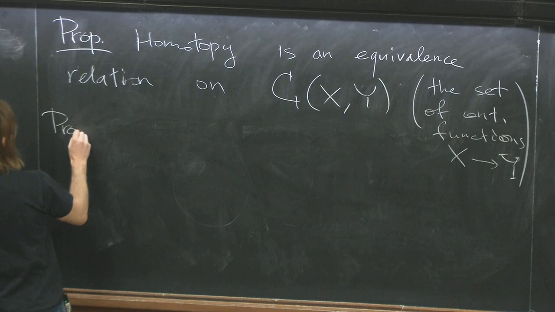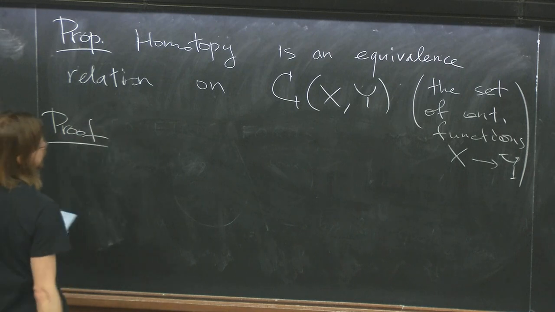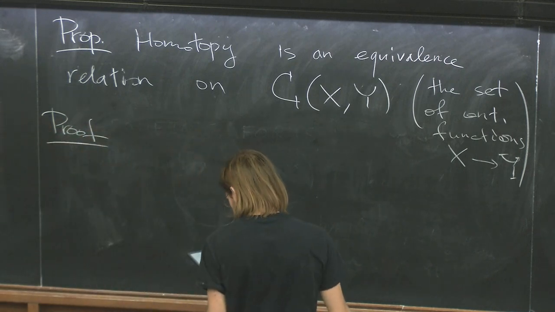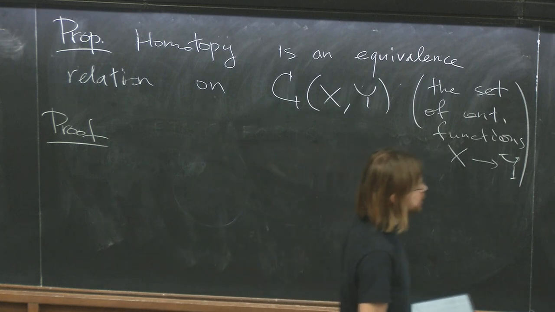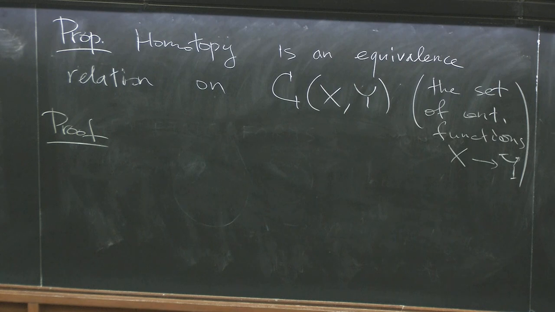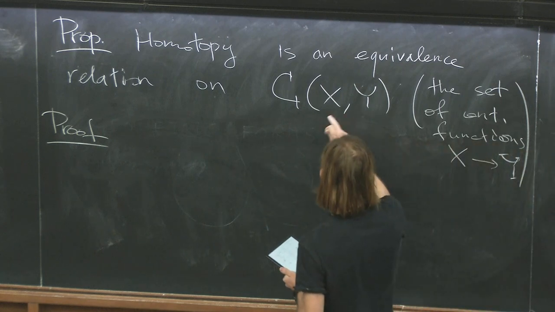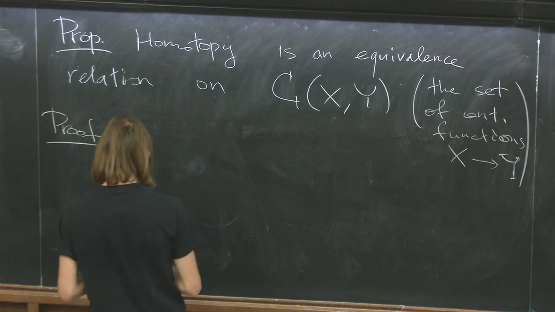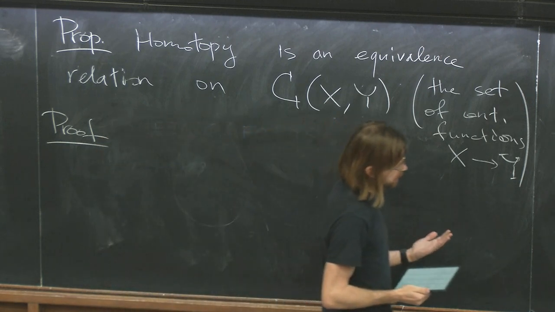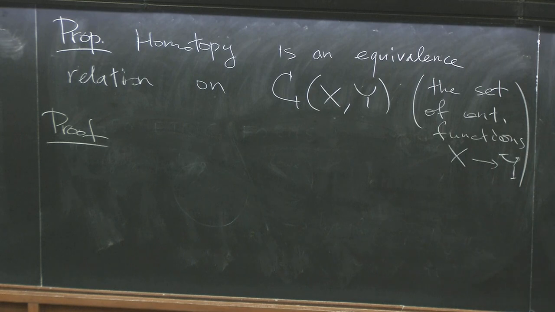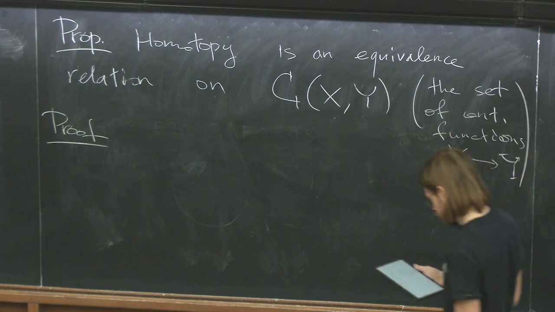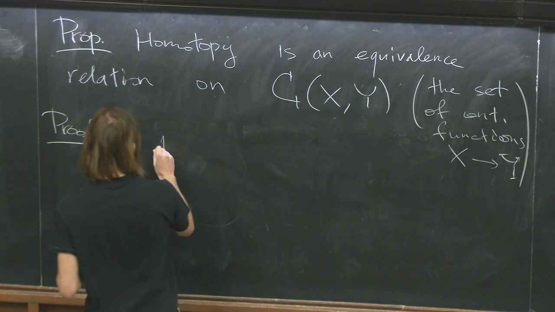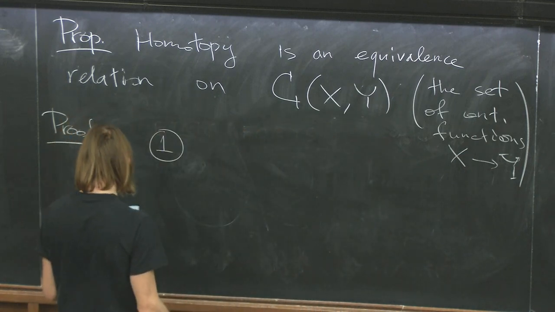So how do we prove this? One has to show, so this is some relation between a pair of functions, which are a pair of points here in the set. And if you want to say something is an equivalence relation, it needs to satisfy axioms. And the first axiom you have to check is symmetry, right?